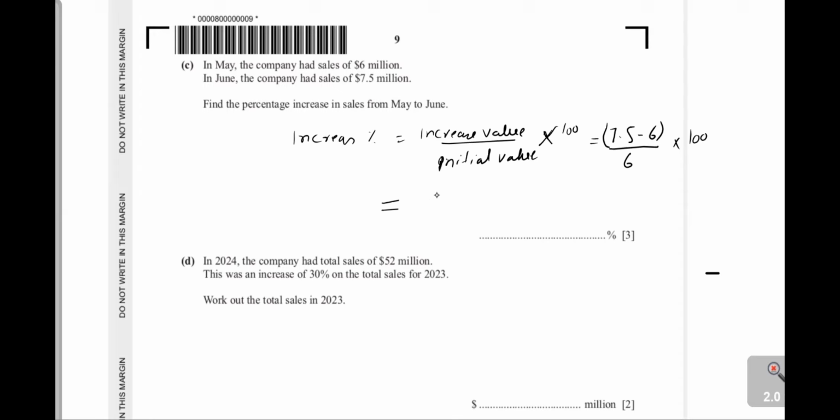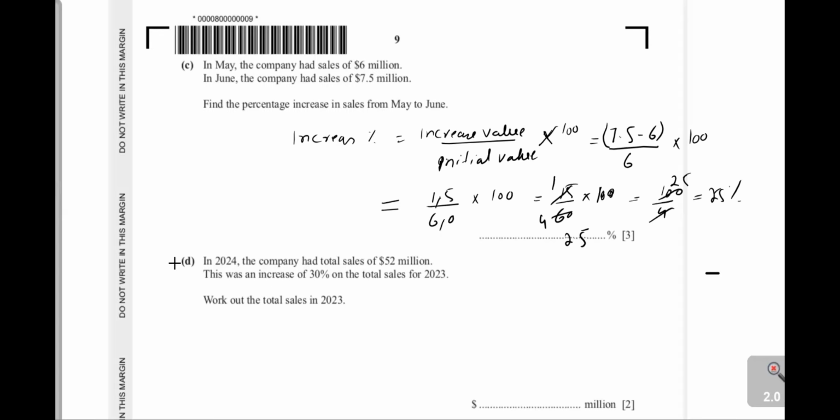And we can write this as 1.5 over 6.0 multiplied by 100, and the point would be cancelled. This is 15 over 60 multiplied by 100. 15 times 4 is 60, and 100 over 4, we can write 4 times 25 is 100. Therefore, 25% is the increase percentage from May to June.